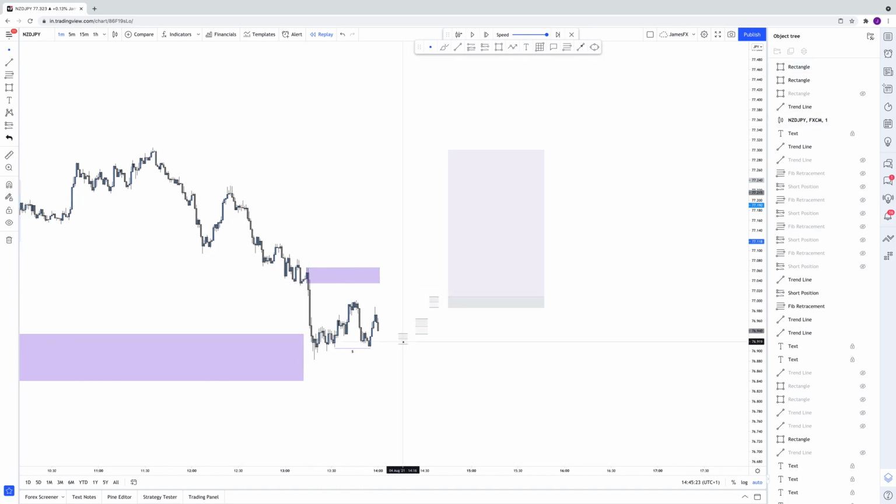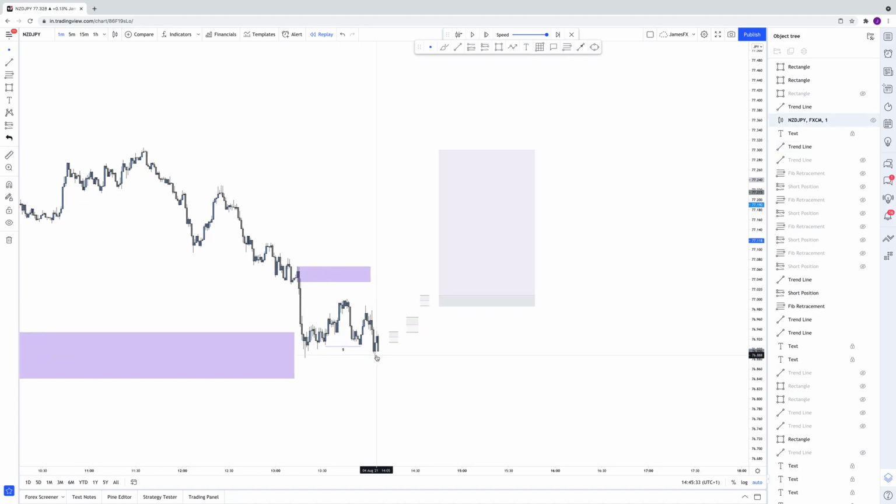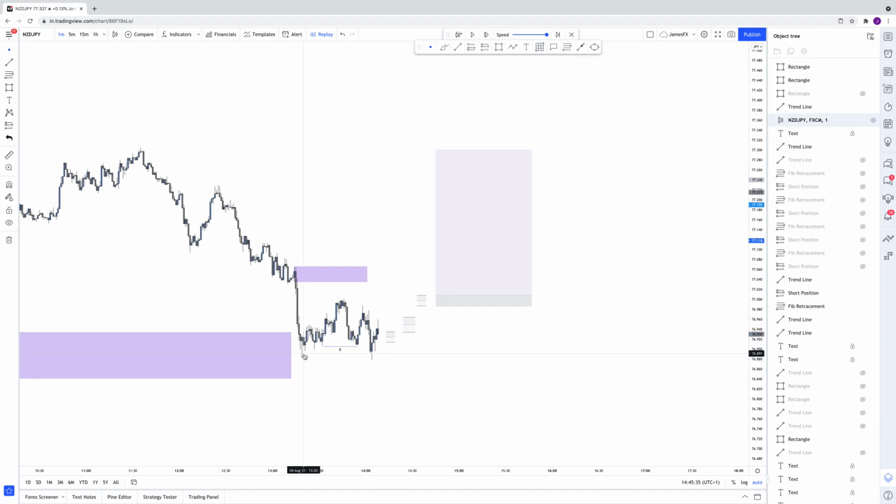So what we're doing now is we're currently ranging, and what we can see is we do have some equal lows from here. Okay, and price comes down to sweep it. We come into that wick, and surprise, surprise, we just about take out that low.